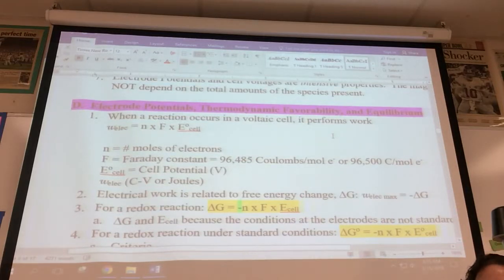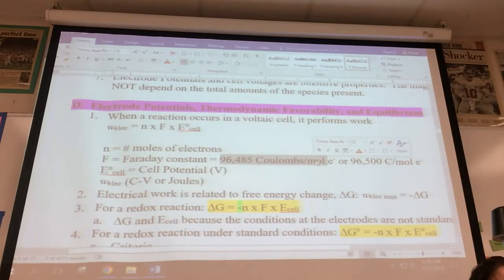So we're going to link several concepts together. And this is one of the things you'll be doing over spring break, trying to link concepts together that we've talked about this year. When a reaction occurs in a voltaic or galvanic cell, those terms are synonymous, it does perform work, and you can calculate that electrical work by multiplying N, the number of moles of electrons. I'll show you how to determine that. Faraday's constant, which is 96,485 coulombs per mole. That's what's given to you on the back.